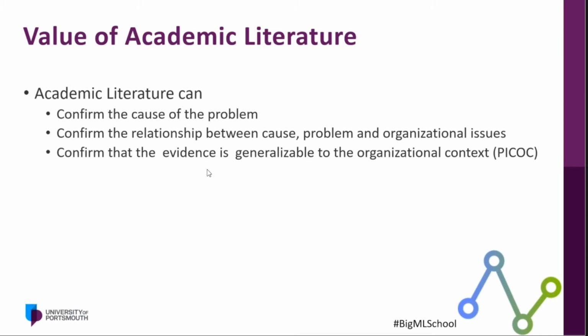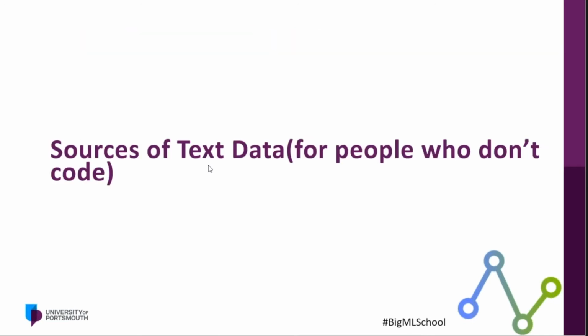And, just to help you, the academic literature can help you confirm the cause of the problem because other people might have looked at it. You might get some interesting and in some cases some surprising relationships uncovered between the cause, the problem, and organizational issues. They may not be a linear or direct cause and effect relationship. And if you get enough research being done in your organizational context, you can see if any evidence is generalizable to your specific context. Now, for a lot of my students, they don't code. Now, for many people on this call, they're developers, they work in organizations, they've got resources who can find and process things for them.